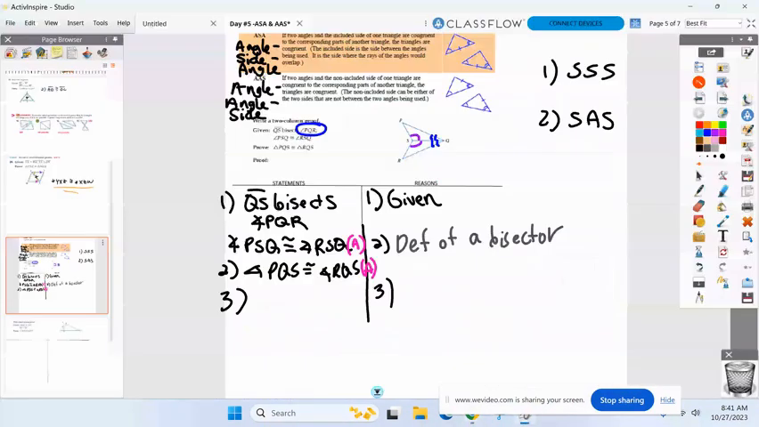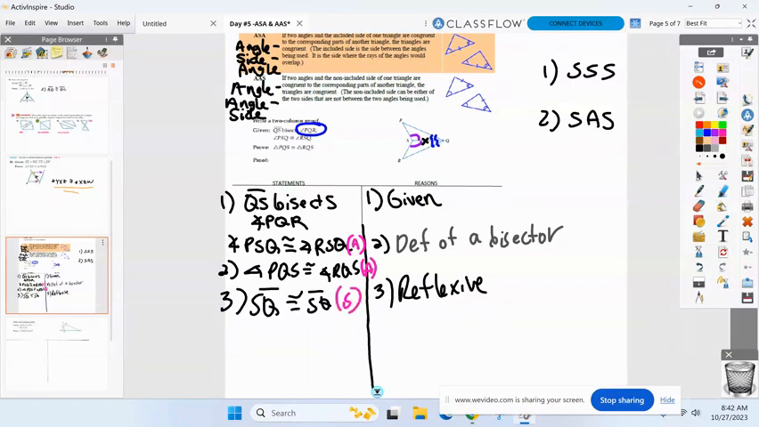Stephanie, where's that side? SQ. Good. Great work. Yep. I see that shared side like I did a lot yesterday. SQ is congruent to itself. Reflexive. And that gives me the side. Now you guys have to determine angle, side, angle or angle, angle, side. The way you determine it, cover up one of the triangles with your hand, your pencil, your thumb, whatever we had yesterday, and see if that reflexive side's in between or not. If it is, angle, side, angle. If it's not, angle, angle, side.